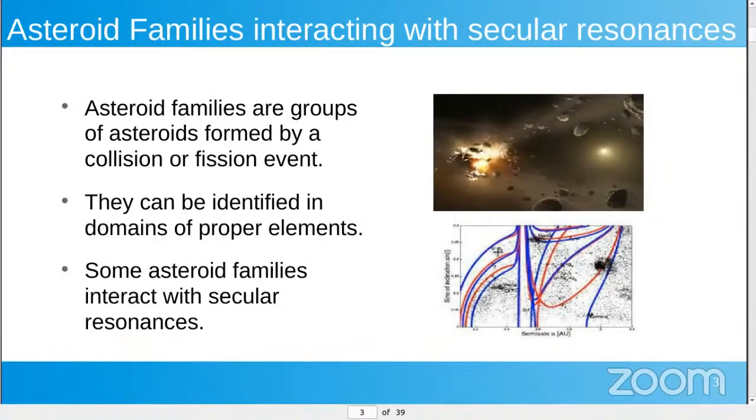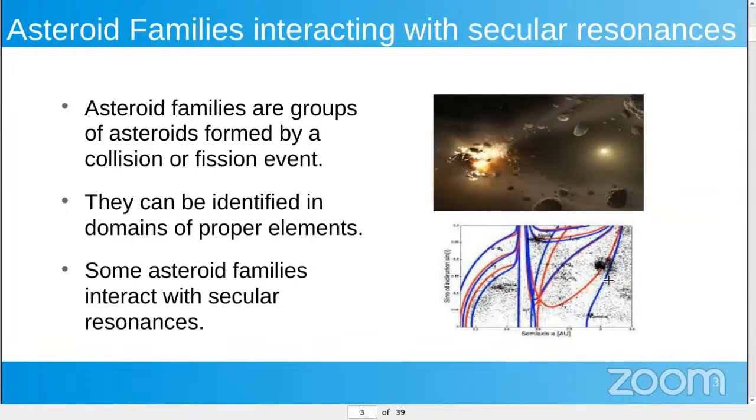Asteroid families appear in this domain as groups. You can see here in the lower plot, sine of inclination versus semi-major axis. Some of the largest families, like the Vesta family, the Maria family, and the Eos family, appear clearly as large clusters of asteroids. Asteroid families can interact with mean motion and secular resonances.